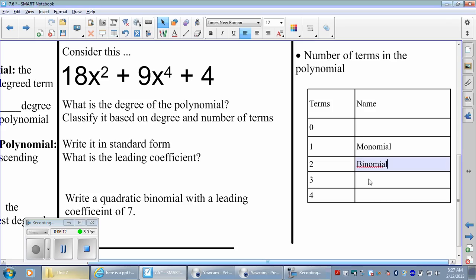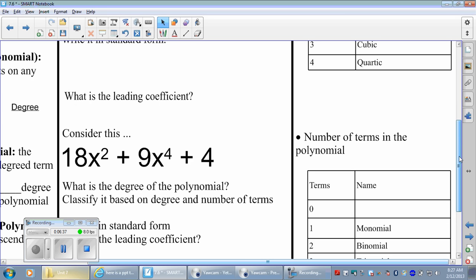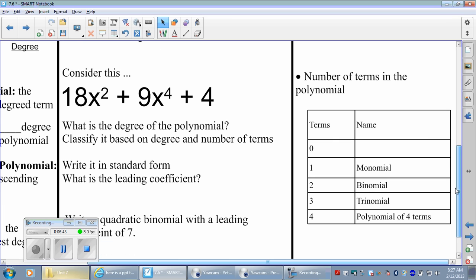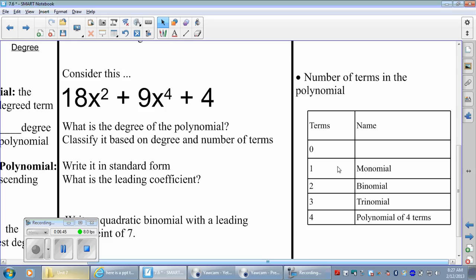So make sure you're getting these notes down. If there are 3 terms, it is a trinomial. And if there are 4 terms or more, we just refer to them, this doesn't have a special name again, as how many terms. So it's a polynomial of 4 terms. If it was 5, it'd be a polynomial of 5 terms. 6, polynomial of 6 terms, etc. So again, we're going to classify polynomials based on the degree of the polynomial and how many terms there are in the polynomial.